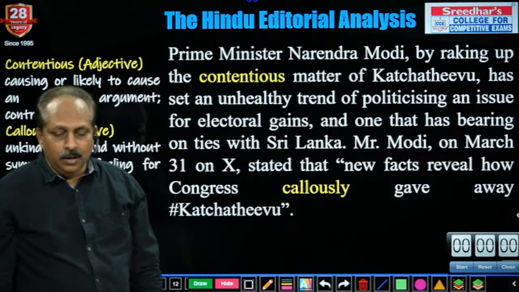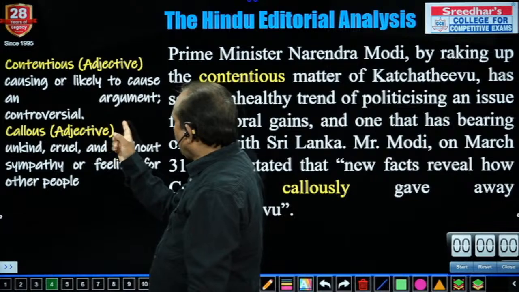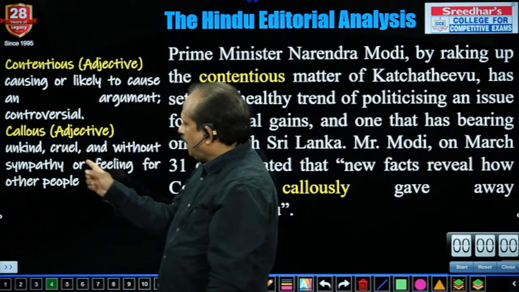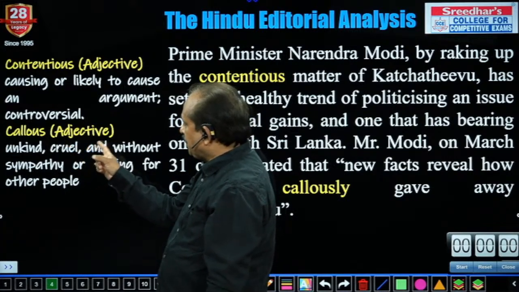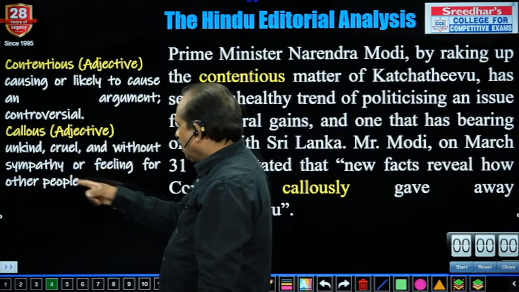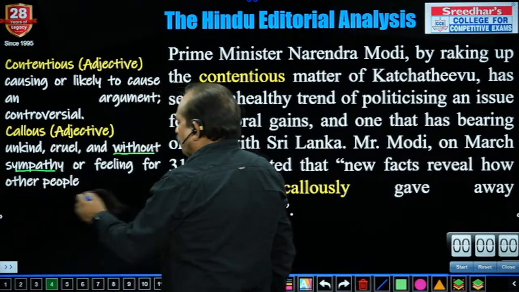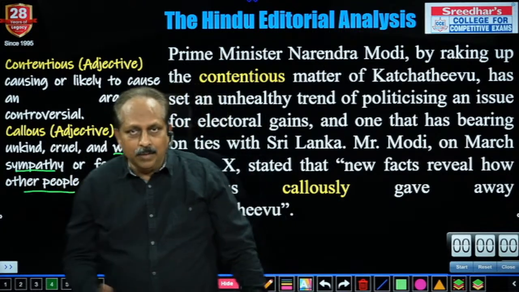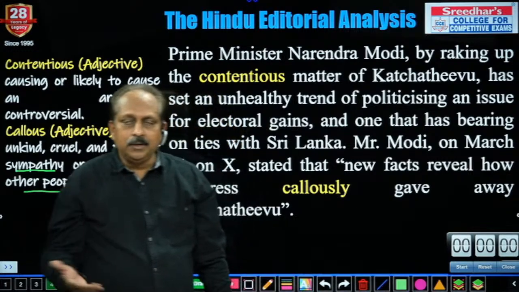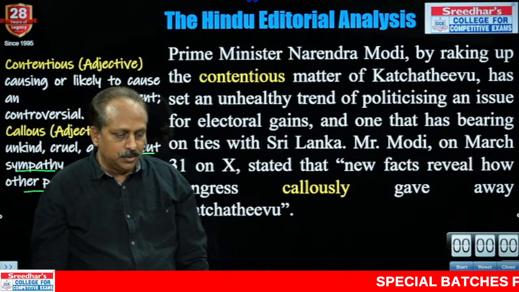Here we have two words. One is contentious: causing or likely to cause an argument, controversial. Remember the word controversial. The other word, callous. Callous, part of speech, adjective. Contentious is also an adjective. Callous means unkind, cruel, and without sympathy. I usually say without sympathy or feeling for other people. Imagine someone is suffering, and we just ignore it, we don't try to do something about that person's suffering. Then the word callous is used.